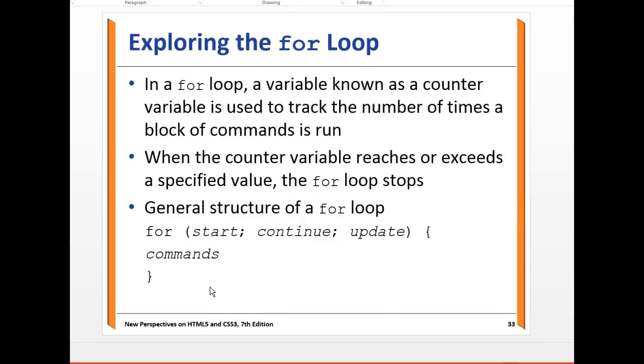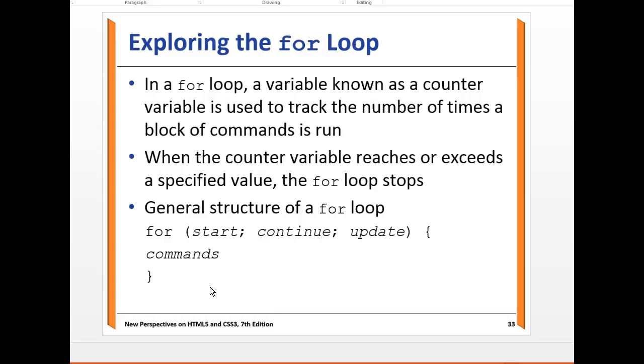So let's look at the for loop. In a for loop, a variable known as a counter variable is used to track the number of times a block of statements is run. Each time through this loop, the value of the counter variable is increased or decreased by a set amount.